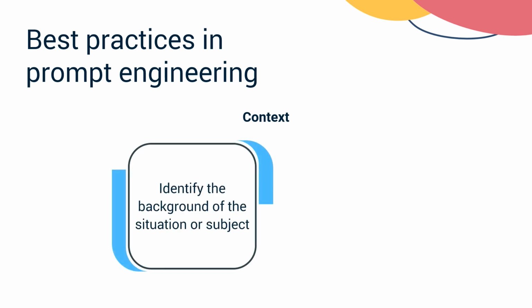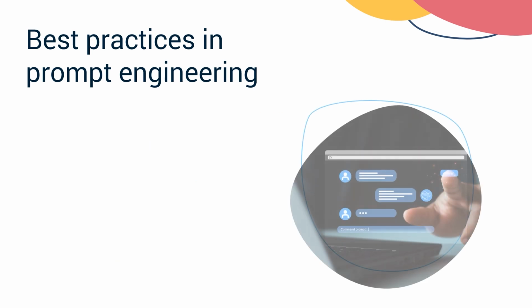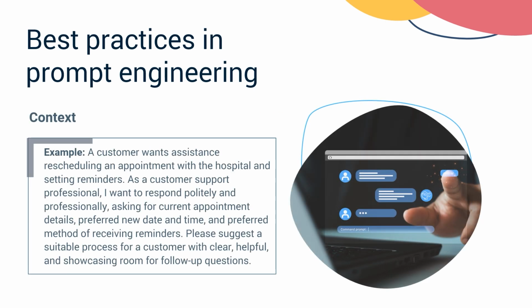A well-defined context allows the generative AI tools to identify the situation or the subject. It can provide a brief introduction, an explanation of the problem, and specific details for which the customer needs a response. Let's consider an example of a prompt with a well-defined context: a customer wants assistance rescheduling an appointment with the hospital and setting reminders.